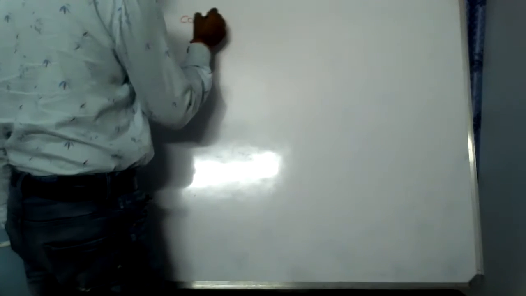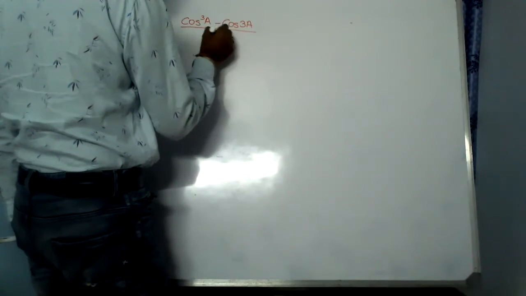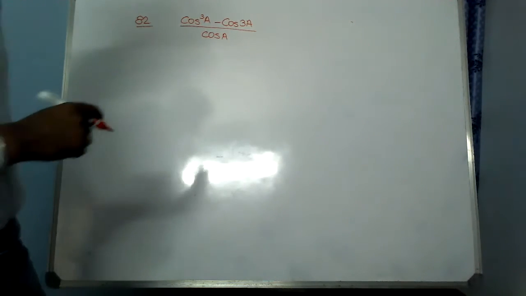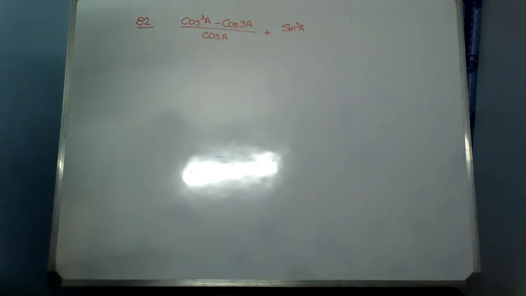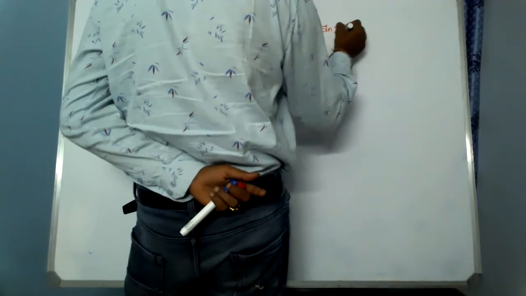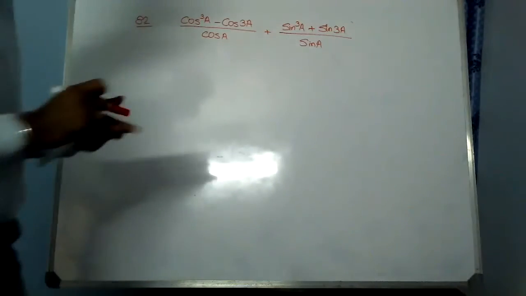Question number 82. I think it's cos cube A. So cos cube A minus cos 3A divided by cos A, plus sine cube A plus sine 3A divided by sine A. Okay, so they're asking the value for this.